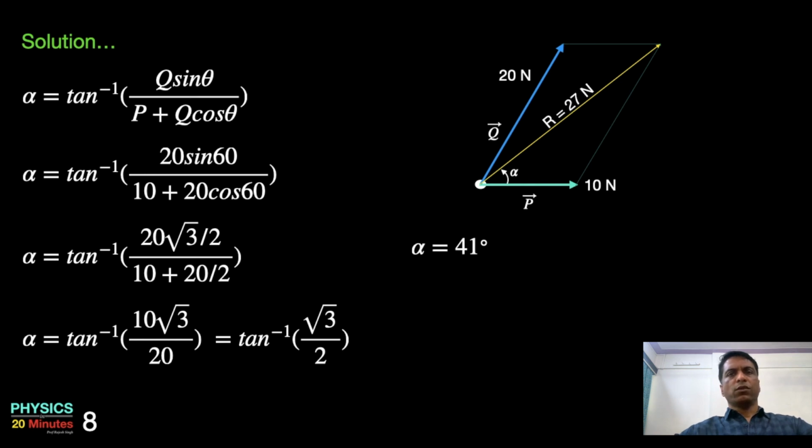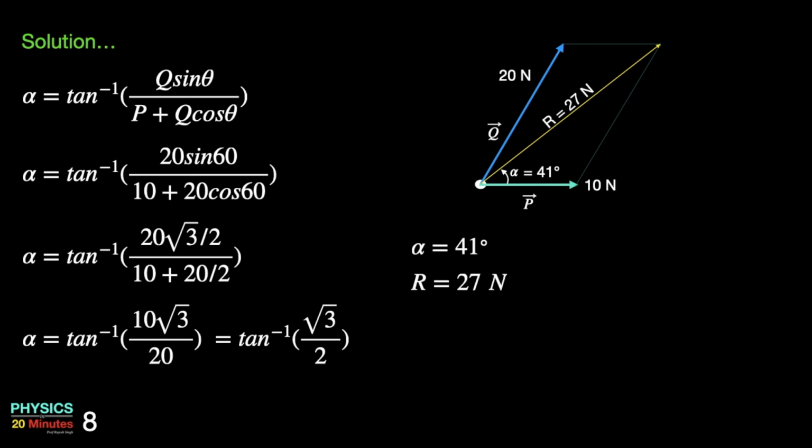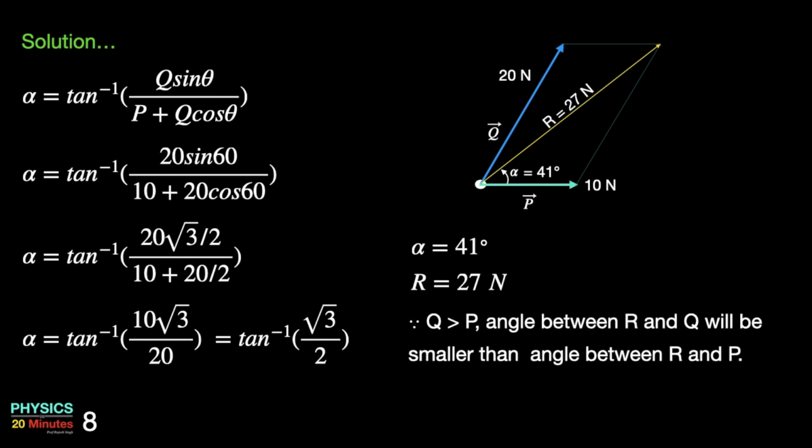So the resultant force acting on the pole will make an angle of 41 degrees to the vector P. You can see vector Q is larger than vector P, therefore the angle between R and Q is smaller than the angle between R and P.